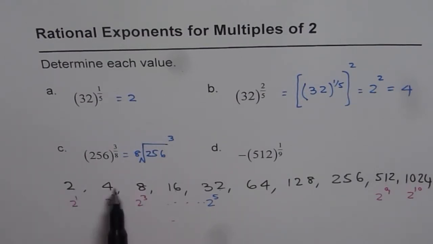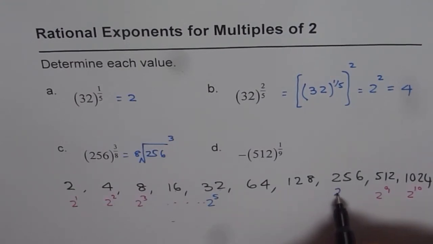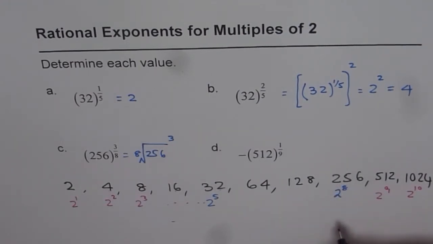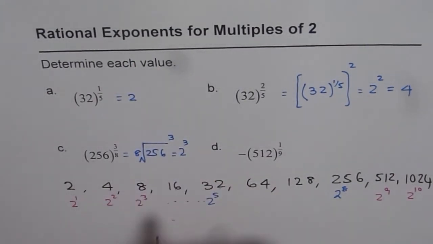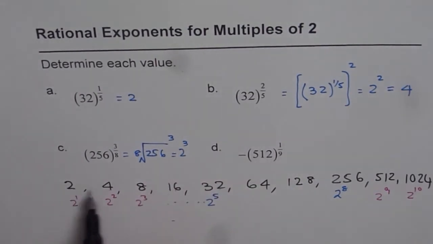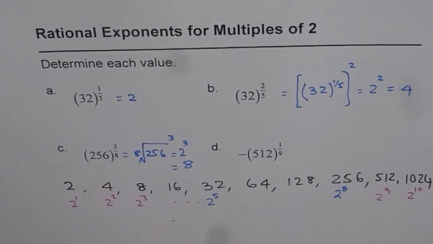So we got 1, 2, 3, 4, 5, 6, 7, 8. So 2 to the power of 8 is actually 256. Therefore 8th root will be 2 only, right? So we get here 2 to the power of 3. Now 2 cubed, 1, 2, 3 is 8. So our answer in this case is 8. Do you see that? That is how you can get the answer for such questions. It's a good idea to just write them down. Just takes a minute, right?